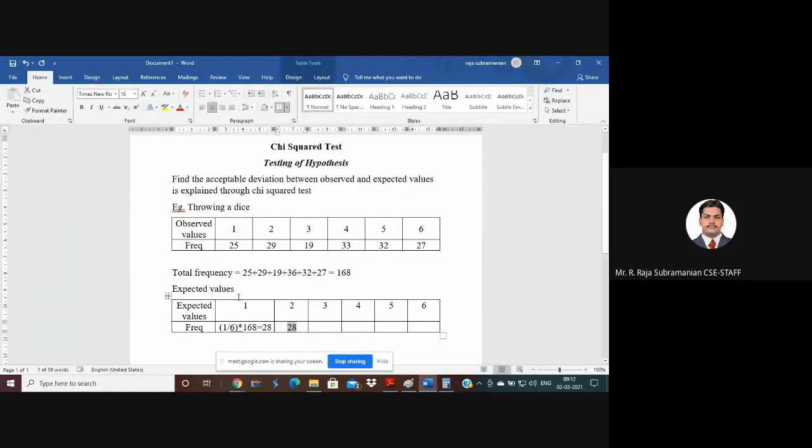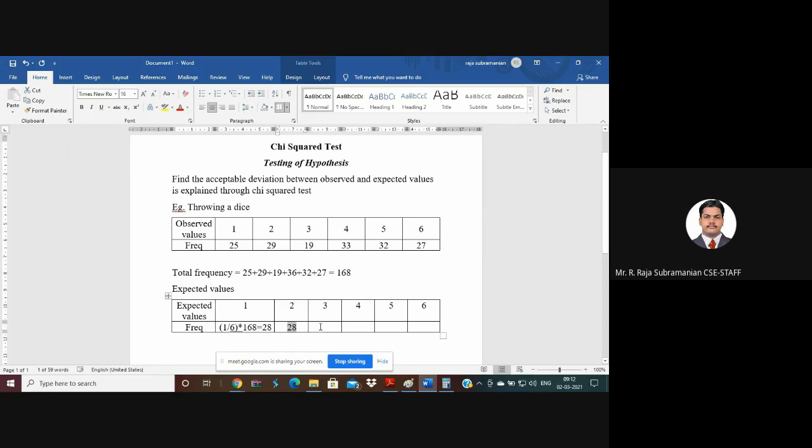The probability of 1 to happen is 1 by 6. Probability of 2 to happen is 1 by 6. 3 to happen is 1 by 6 and so on. So the total probability will be 1 by 6 plus 1 by 6 plus 1 by 6 plus 1 by 6 plus 1 by 6 plus 1 by 6, which will be 6 by 6 equal to 1. That will be the total probability.